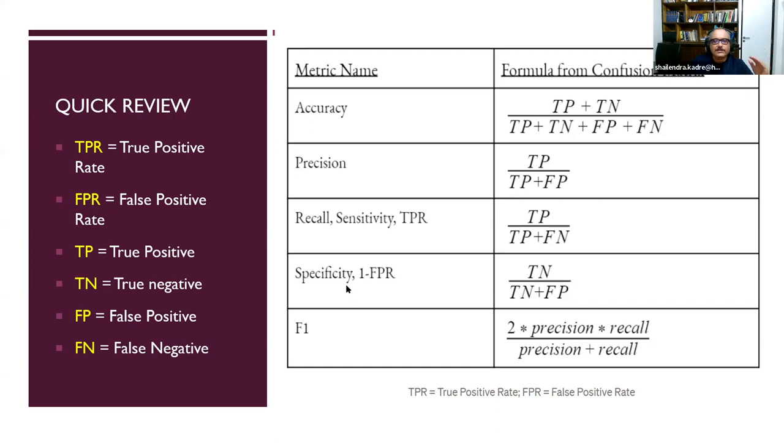But otherwise, there are three more measures. Accuracy, I told you already, when to use accuracy and when not to use accuracy. Then we are left with three things: precision, recall, and specificity. Recall means sensitivity, true positive rate, one and the same thing. Specificity is nothing but 1 minus the false positive rate. So we are totally left with only three things now: precision, recall, and specificity. When to use these terms and what is their significance, I'll explain in the next class.